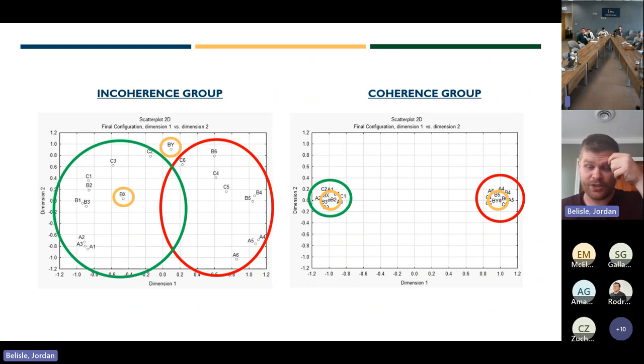B3 and BY with B6. For the coherence group, the stimuli emerged right in the center of our two networks. So the influence of our external context, in this case stimulus pairing, was mediated by the relational mass of the class, as would be predicted by our coherence function, as if the network was exerting gravity on each of these arbitrary stimuli.